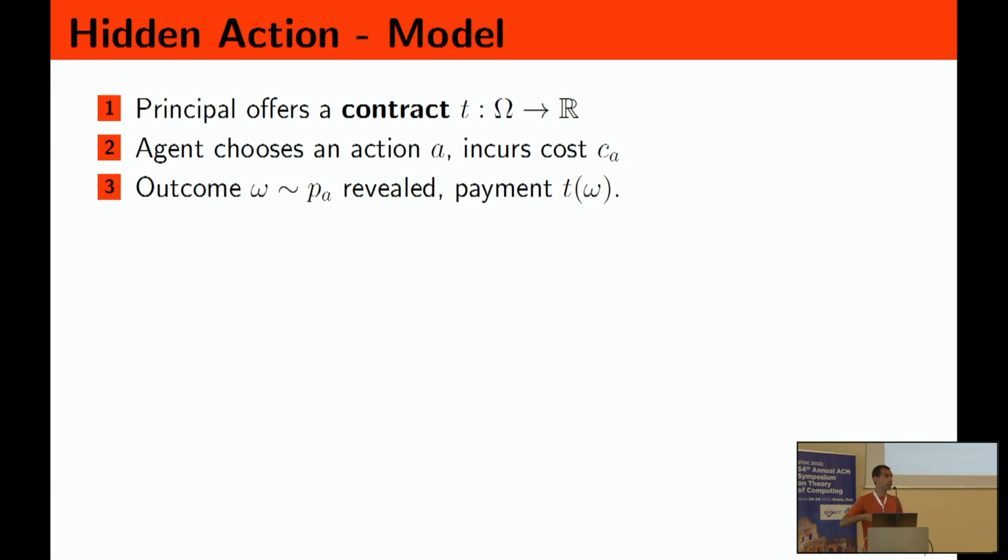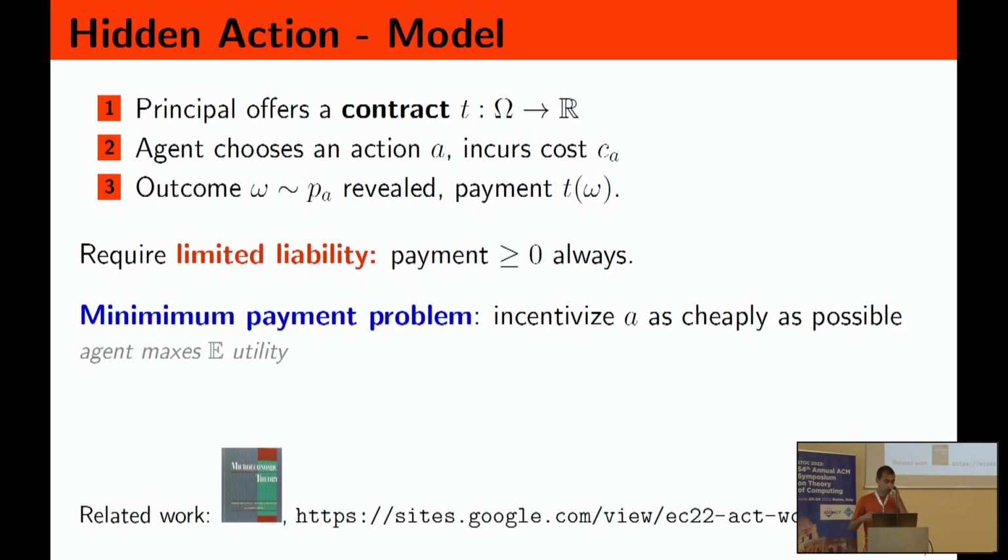And then nature is going to draw an outcome from a distribution that depends on the action that the agent took. So if they took action A, it comes from distribution PA. Okay. Then the principal will finally observe this noisy outcome. They'll observe that, and then they'll pay based on that T of omega. Okay, so very, very standard. The main thing I want to mention that's different from the way we often frame contracts is we're not necessarily thinking about the principal's utility here. We don't actually care about it. We're going to solve instead what's called the minimum payment problem. Okay, so that's going to be incentivizing a certain action as cheaply as possible.